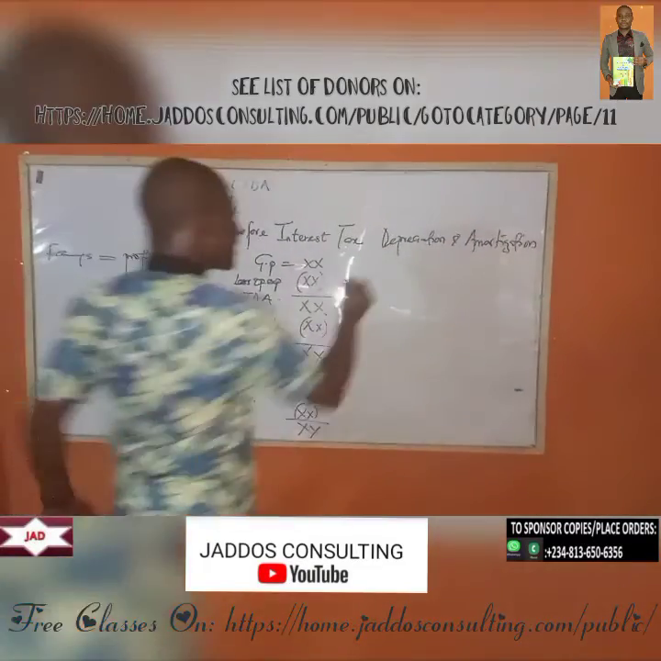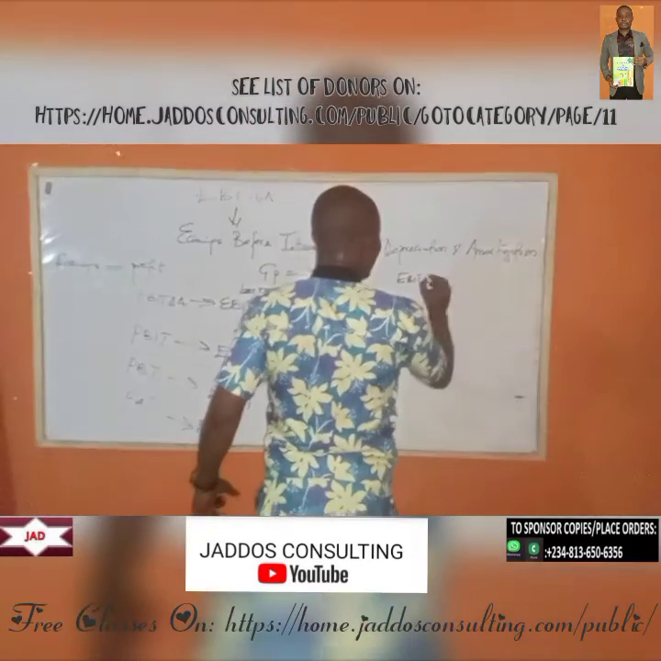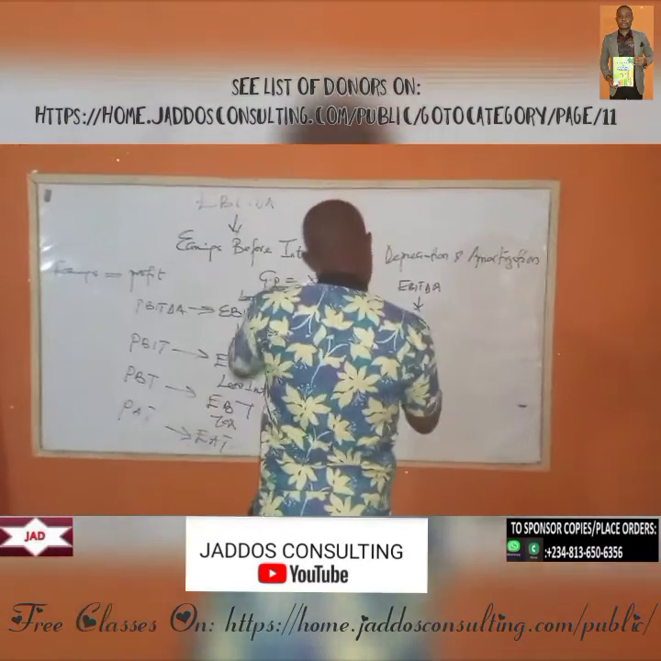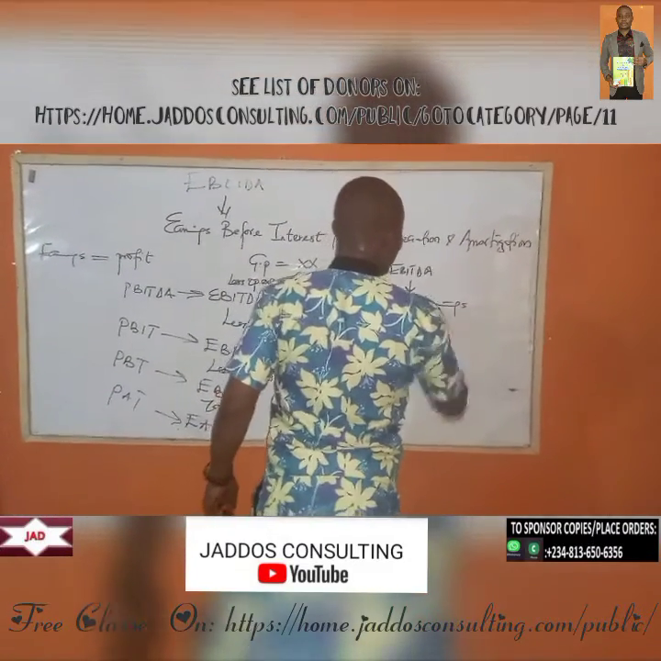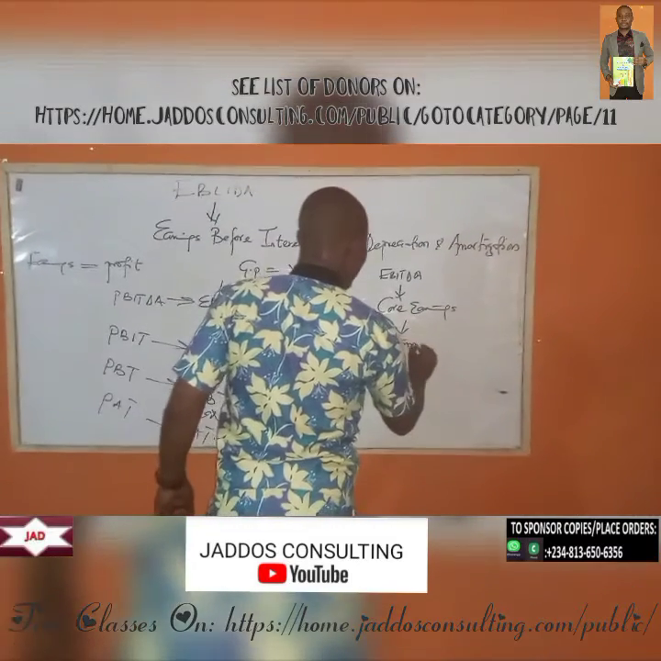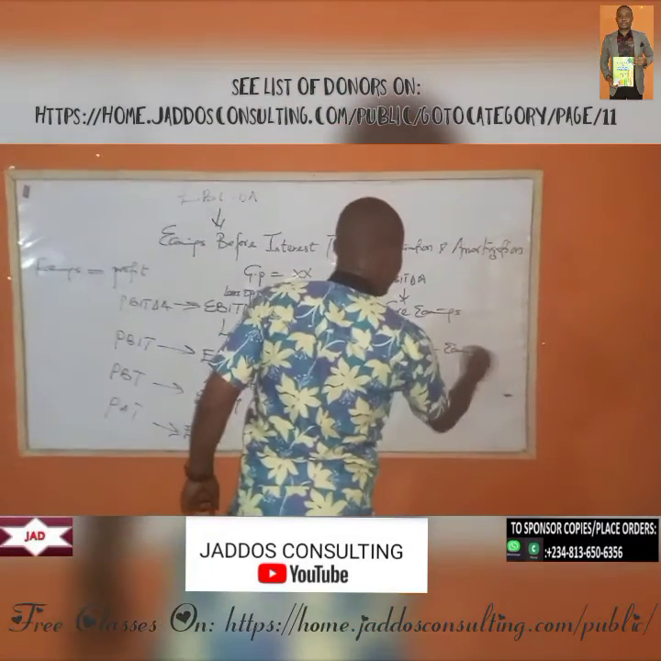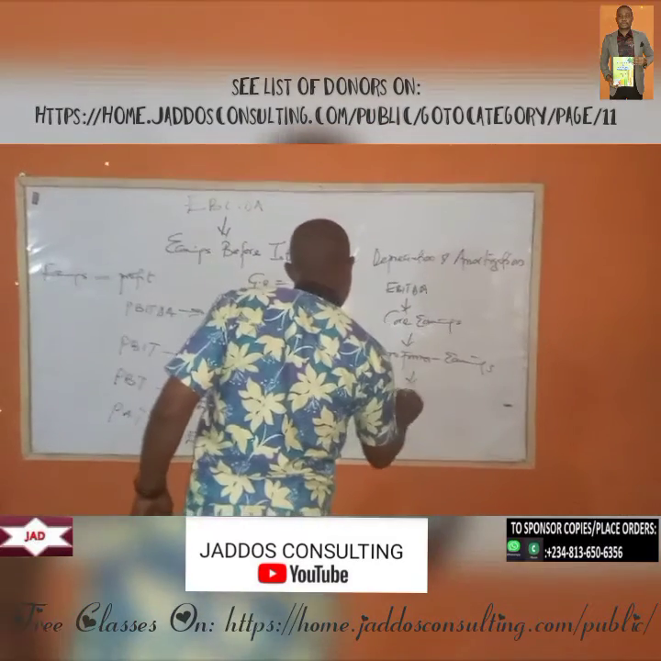So your EBITDA can also be referred to as what? Core earnings. Some people use core earnings. Some people use pro forma earnings. And then some people use operating profit.